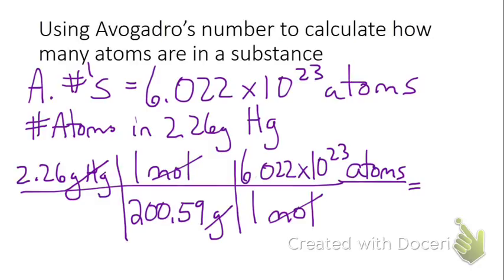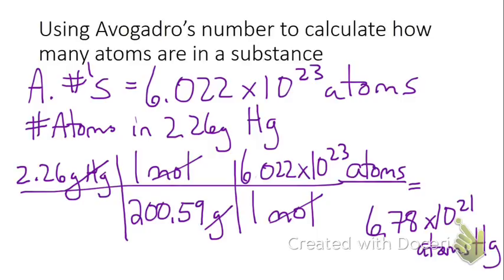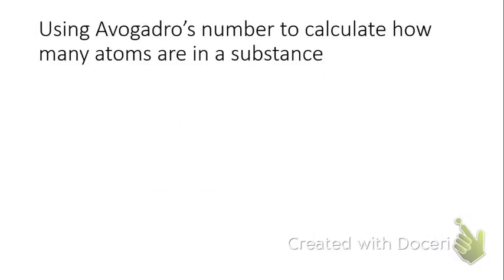And so what we now have is 6.78 times 10 to the 21st atoms of mercury. And that makes sense, to check our answer, because we have almost a tenth. We have a lot less sample than the molecular weight, which means we will have a lot less atoms compared to 1 mole. These are little things that as we practice, we'll start to quickly check our answers.